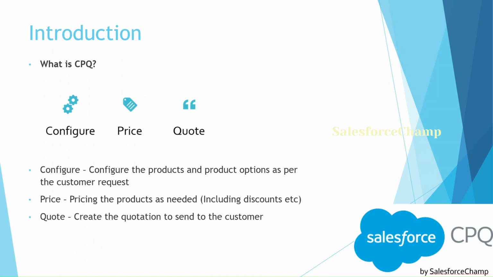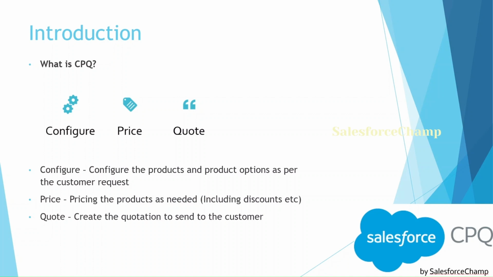CPQ is a managed package, which is a component of the Salesforce Revenue Cloud product. So CPQ stands for Configure, Price, Quote. Configure here represents that we can configure the products and product options as per the customer requirements. This might seem a little technical at this point of time, so don't worry if you don't understand it. We'll talk about this in detail in a few minutes.